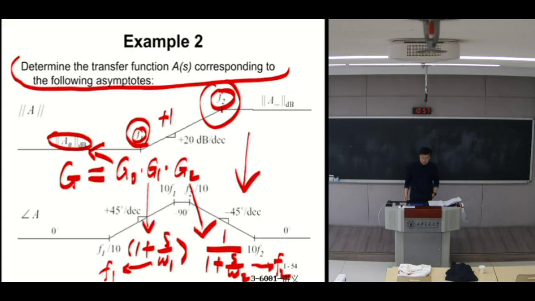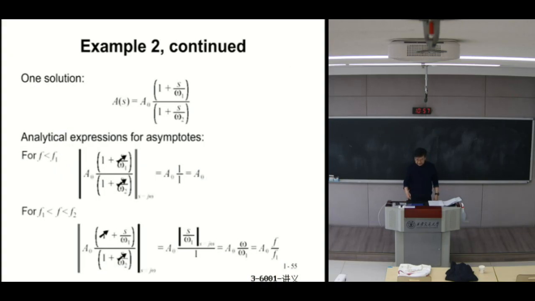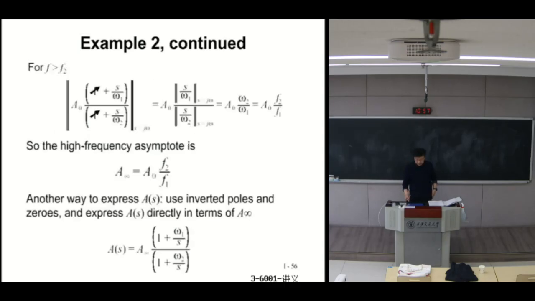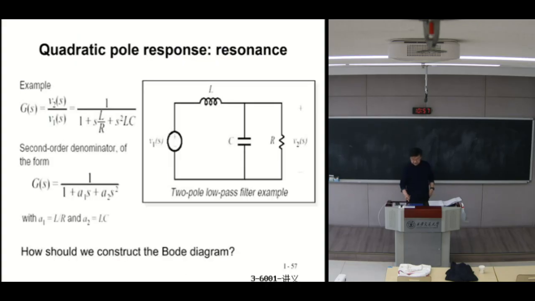Okay, so based on the Bode plot, I can quickly write out the mathematical transfer function. And there are some details regarding how to calculate. So that's the important part. One last example I would like to talk about is the quadratic pole.